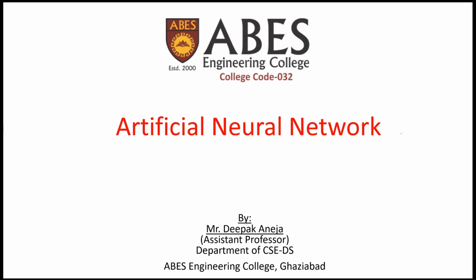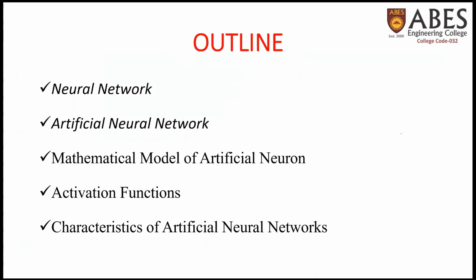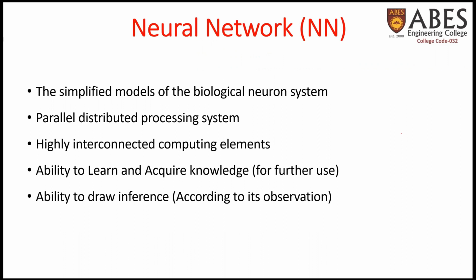Today my lecture topic is Artificial Neural Networks. So this is the outline of my lecture. First we will cover neural network, then what is artificial neural network, then what is the mathematical model of artificial neural network, then types of activation functions, then characteristics of artificial neural network. So first, what is a neural network?